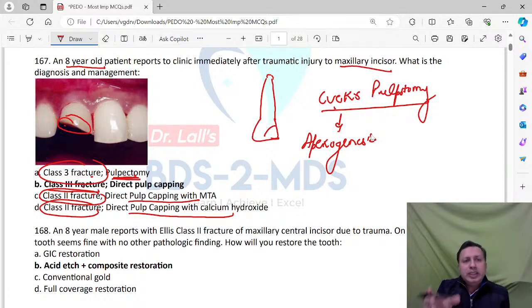So the best option in this question is direct pulp capping. Okay, that is with Ellis class 3 fracture.